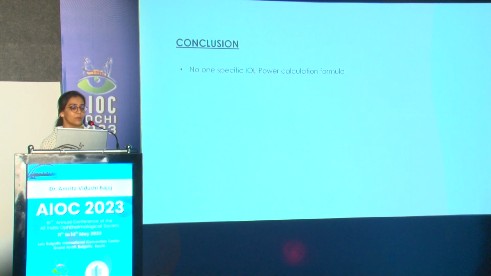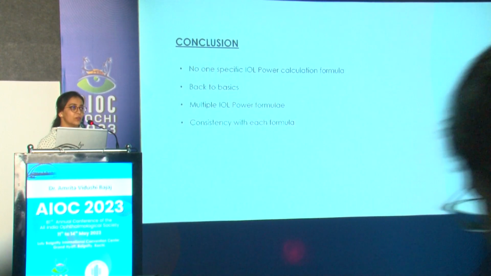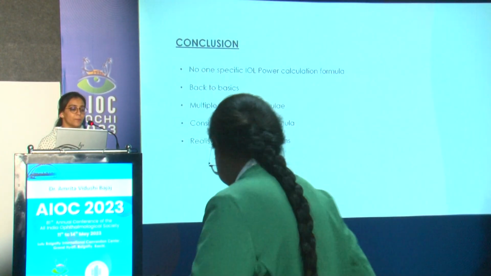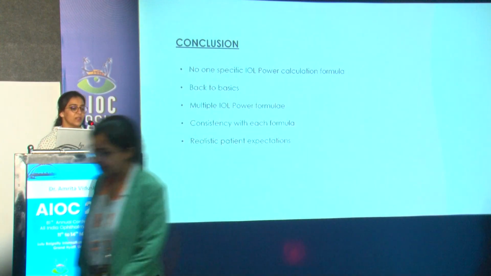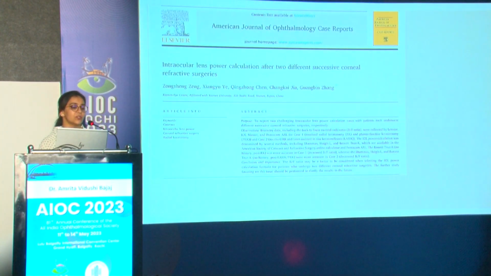You know why this is important? Because these days we are getting all these patients with post-refractive surgeries being operated elsewhere, and maybe there are multiple surgeries being done in different patients. So we are supposed to come up with a conclusion for this, that what exactly are we supposed to plan for such patients. So we have to go back to the basics, find out the IOL power measurements, go with multiple IOL power calculation formula, and we have to look into the consistency with each formula. And obviously these patients are post-refractive surgery, so expectation level is very high. They have to be realistic expectations.